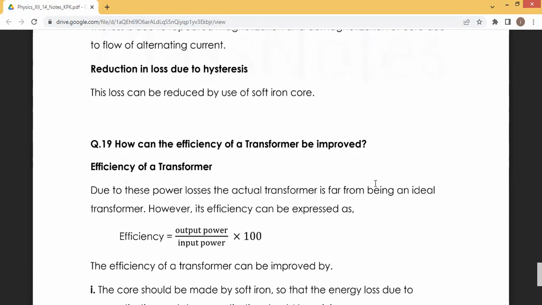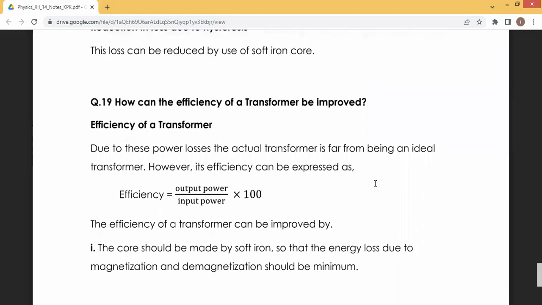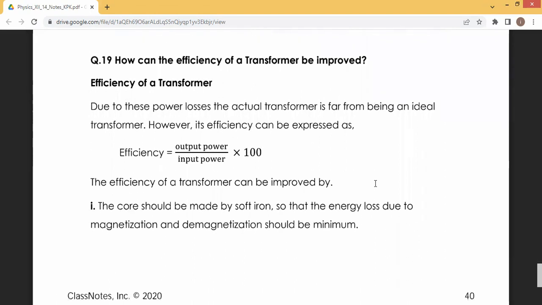Next, what is the efficiency? The efficiency is the ratio of output over input multiplied by 100. The efficiency of a transformer can be improved by the following.